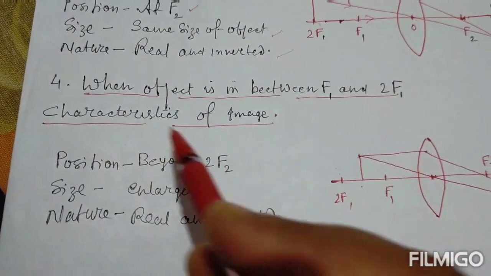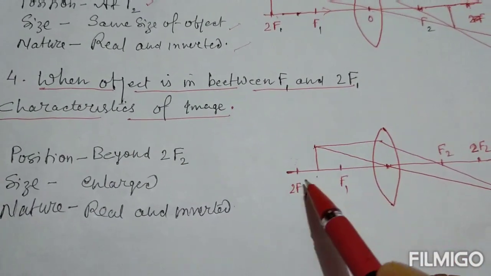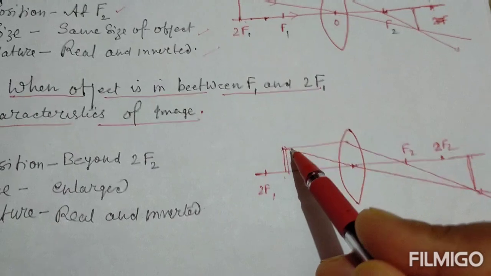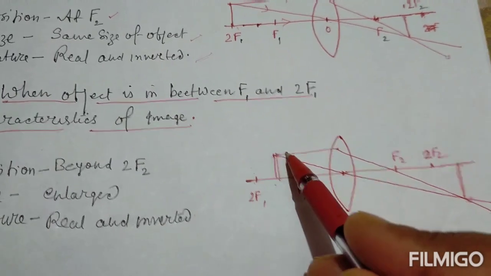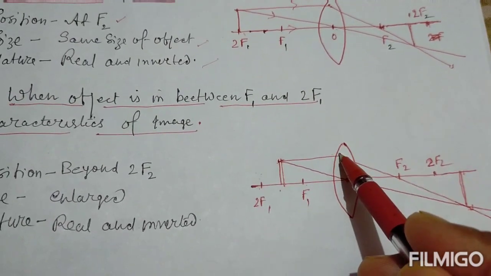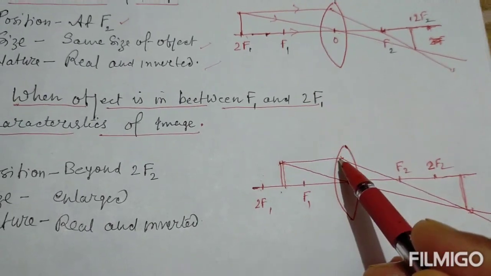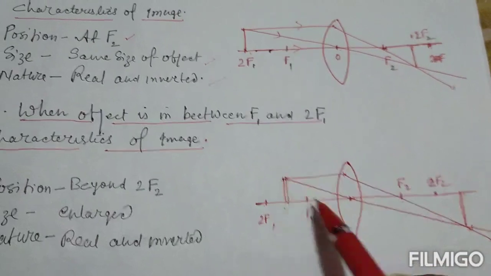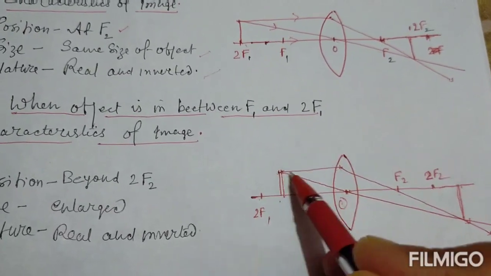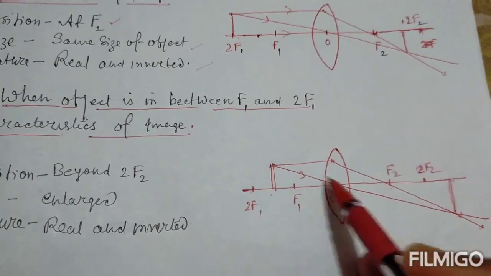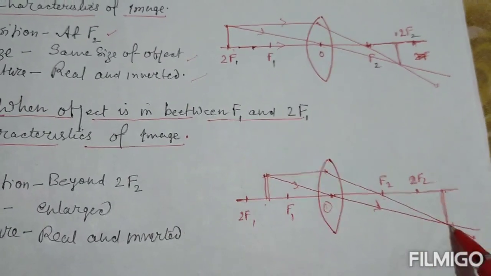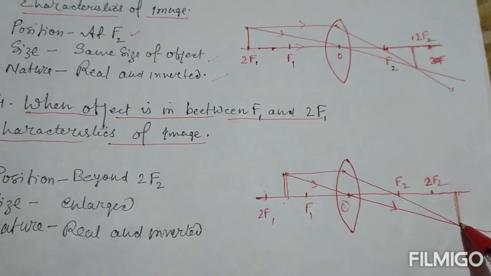Characteristic of image. What will be the characteristic? See in the diagram. This is 2f1, this is f1, this is the object. The ray coming parallel to the principal axis falls on the lens, and it will pass through the focus after refraction. Second, optical center rule. The rays which are coming through optical center will pass undeviatedly, and this is the intersecting point of the rays.